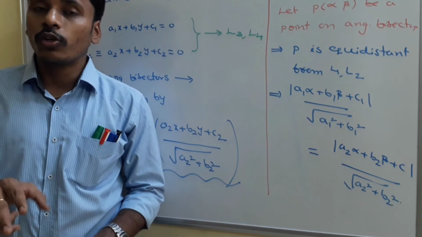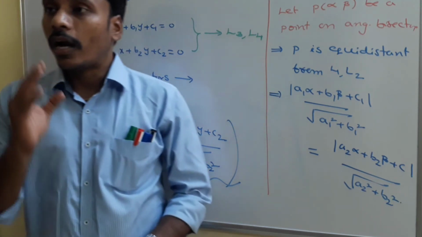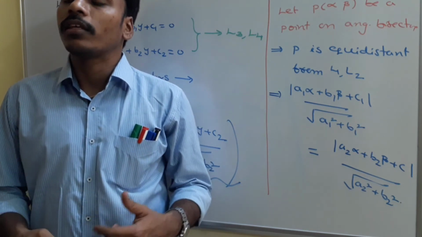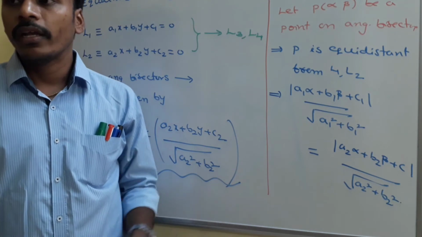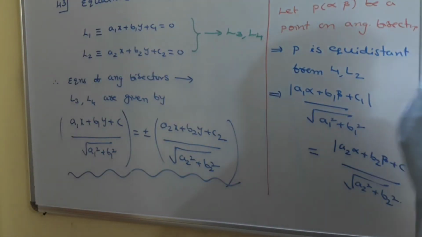Among those two lines, one line is the bisector of the acute angle and one line is the bisector of the obtuse angle. That's all we can find, along with some other problems. Just observe it, and I will give you one problem related to this concept.